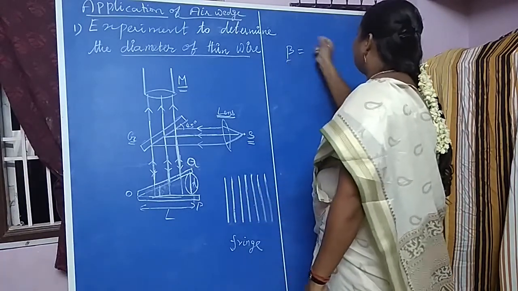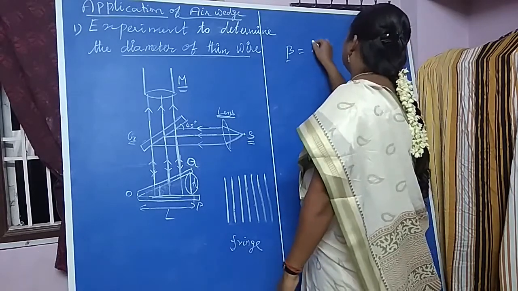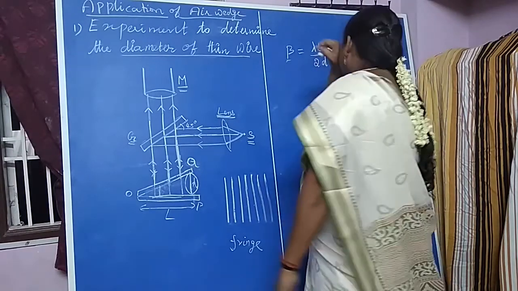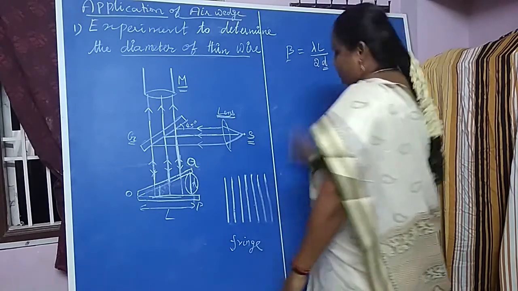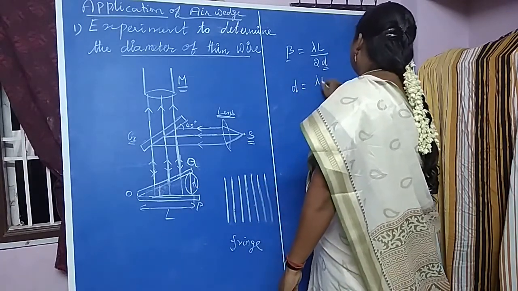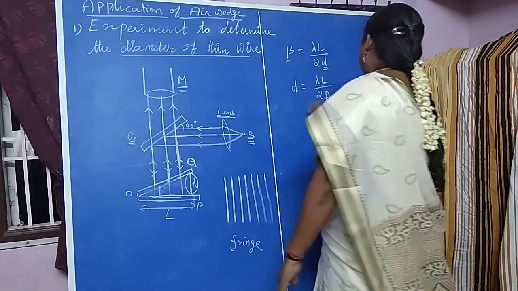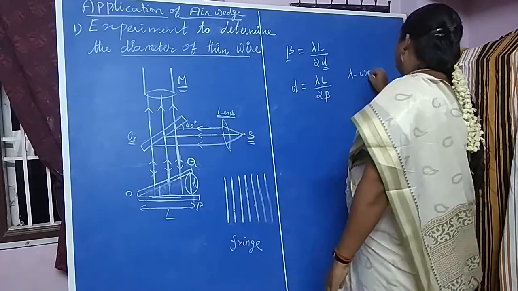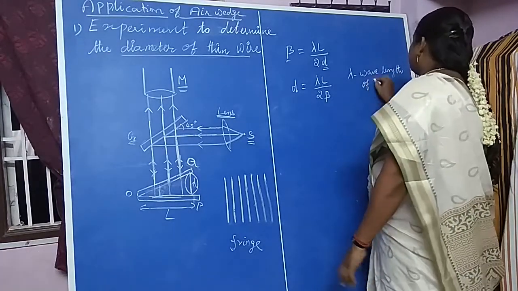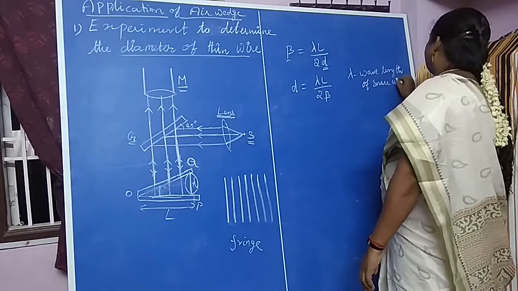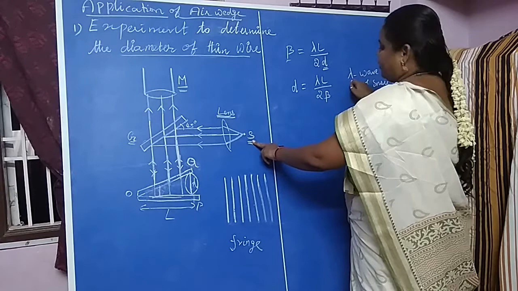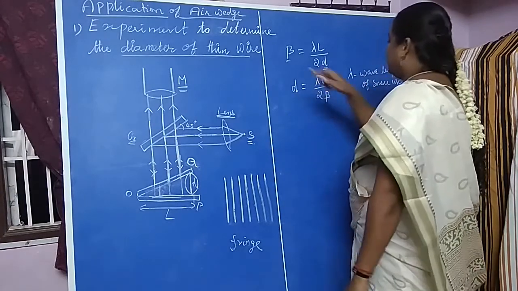From the theory of air wedge, the fringe width is lambda L divided by 2 D. From this relation, where D is the diameter of the specimen used, we will get diameter D equal to lambda L by 2 beta. Here lambda is the wavelength of the source used. If you know the lambda value of the source, we can find out the diameter of the wire.